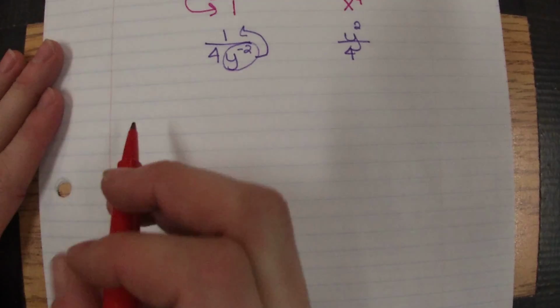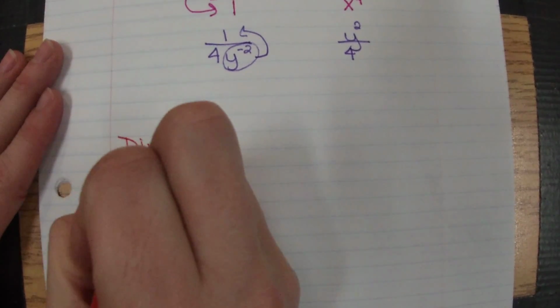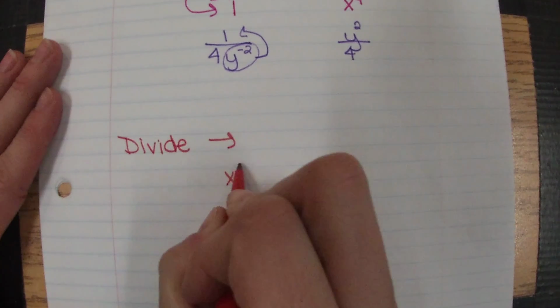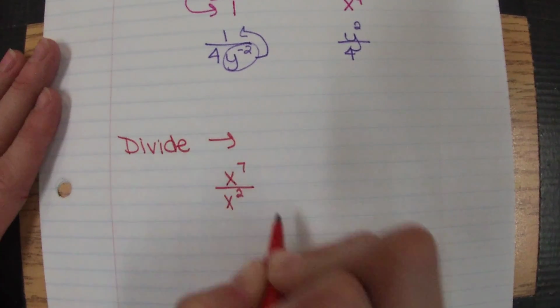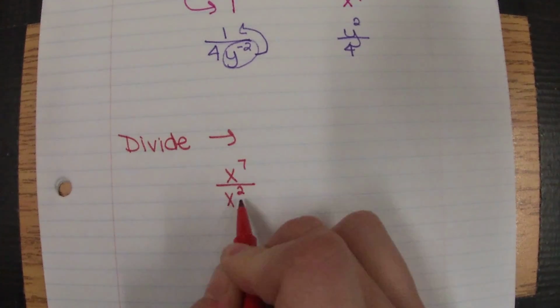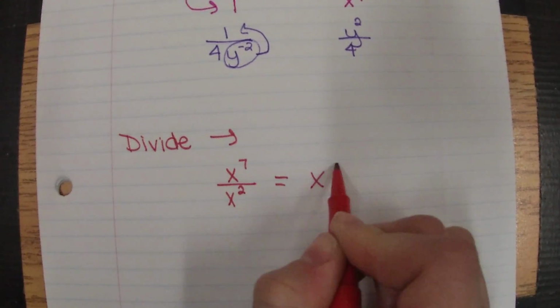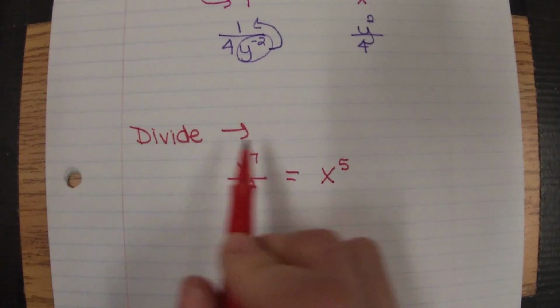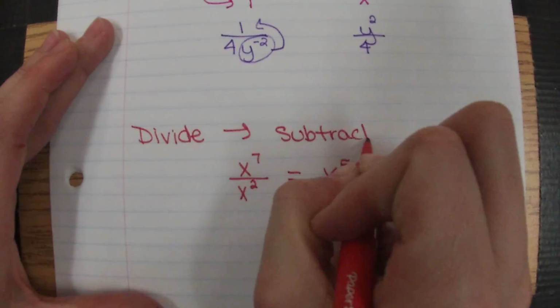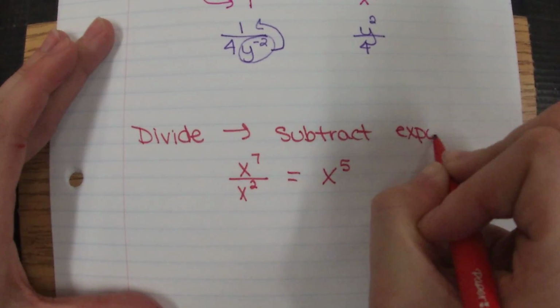Okay, we can divide with exponents. So we have something like x to the 7th over x squared. Division is telling us that we are going to subtract these exponents. So 7 minus 2 gives us 5. So when we are dividing, we are going to subtract exponents.